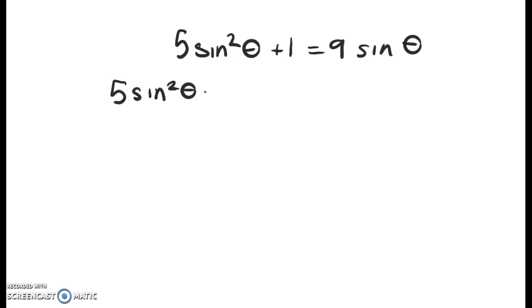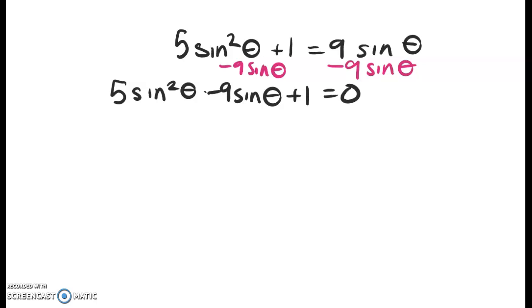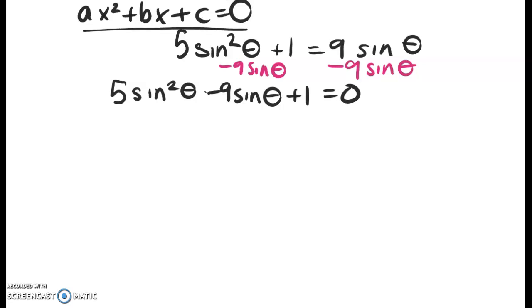So that means that I have to set this right side equal to 0 by subtracting 9 sine theta from both sides. So then my equation will look like this. And now I'm in that quadratic general form so that I can use the quadratic formula. Now, our x's here are sine. So we have sine squared here and sine. This is a quadratic equation.